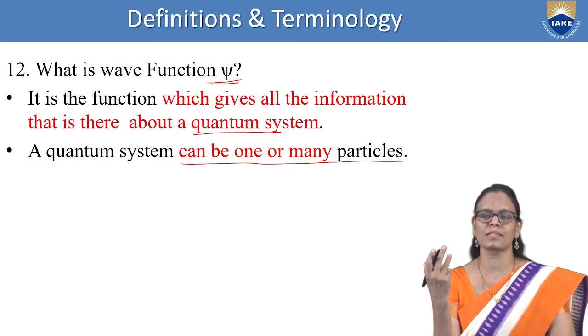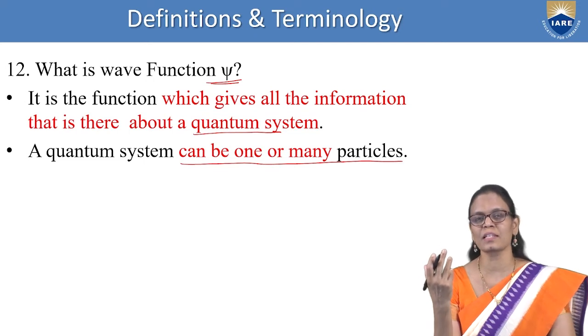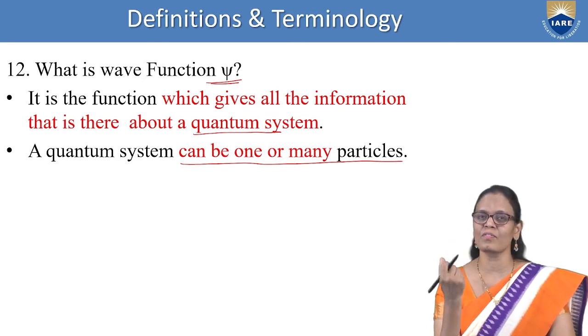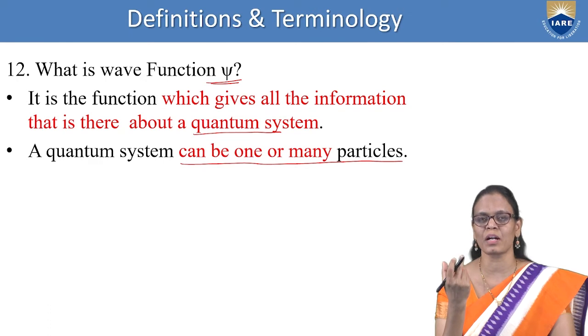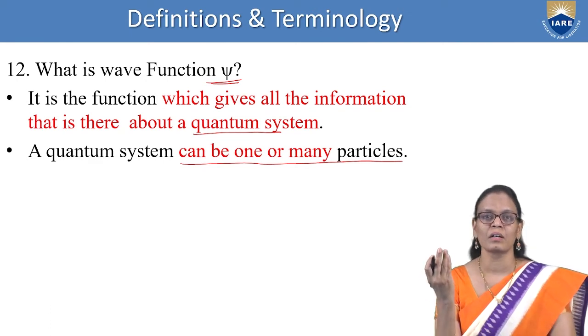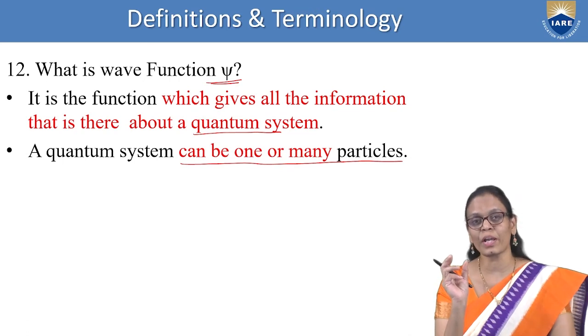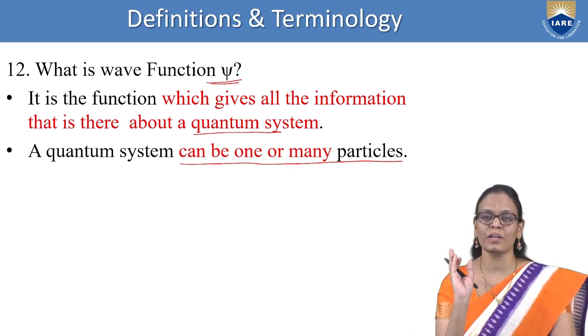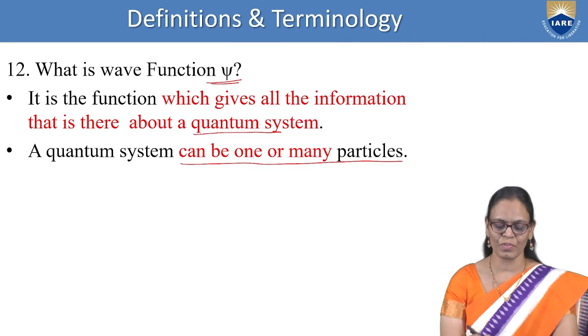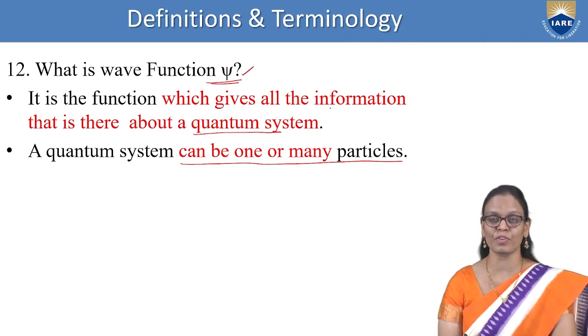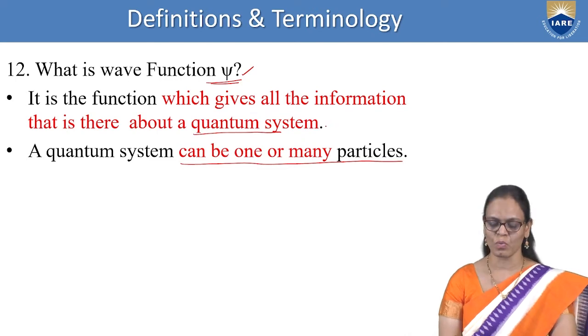Now if you talk about a system, this wave function is like an Aadhaar card. If you have your Aadhaar card, you can derive a lot of information from it. You can get the name of the person, the date of birth, the address, whether male or female. All this information can be drawn from one card. So if you know the wave function, you can find the position, the energy, and also the momentum of the particle. So we call it a wave function that gives all the information about the quantum system.